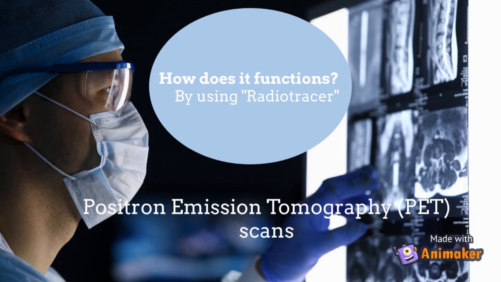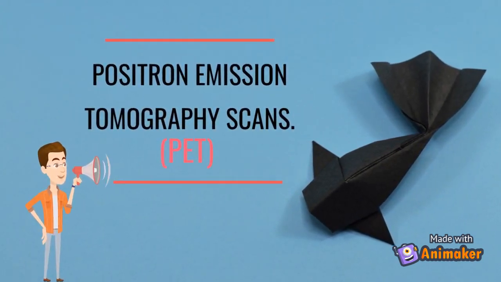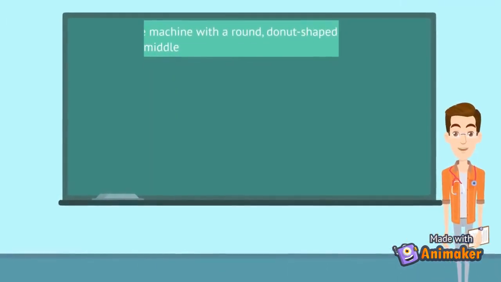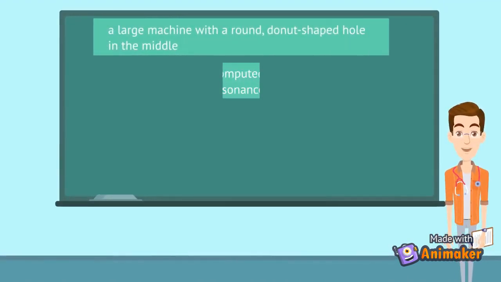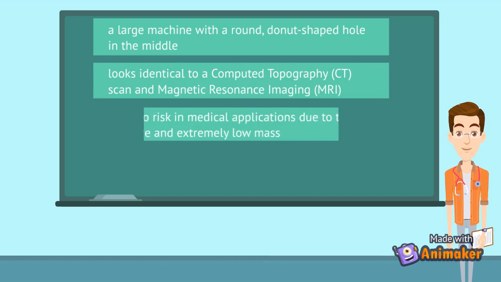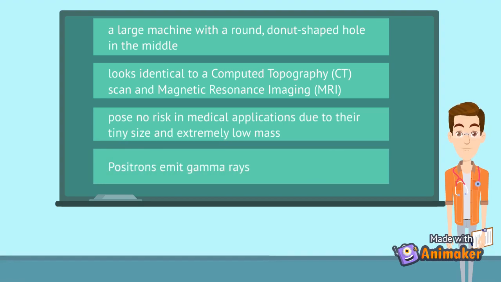The most common imaging device used is positron emission tomography (PET) scans. Positron emission tomography scans, or so-called PET scans. A PET scanner is a large machine with a round, donut-shaped hole in the middle. It looks identical to a computed tomography (CT) scan and magnetic resonance imaging (MRI). Then, positrons pose no risk in medical applications due to their tiny size and extremely low mass. Positrons emit gamma rays, which are X-ray like electromagnetic waves, but have shorter wavelengths.